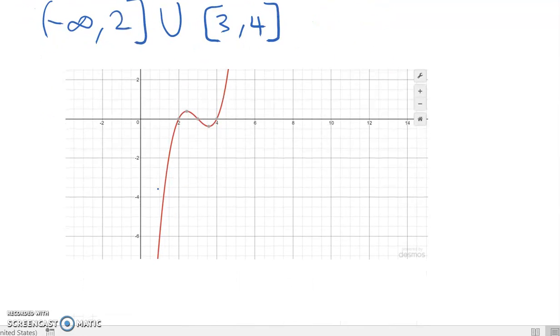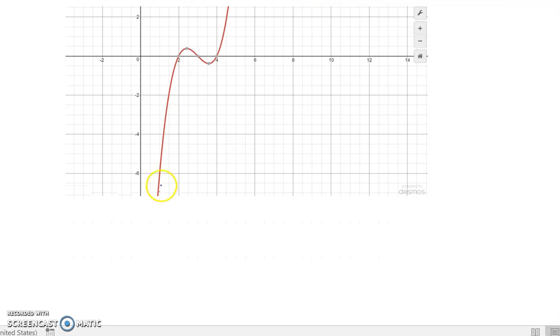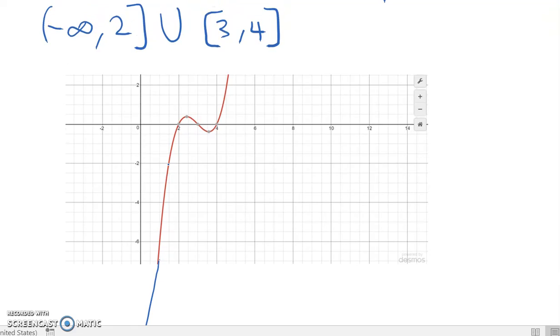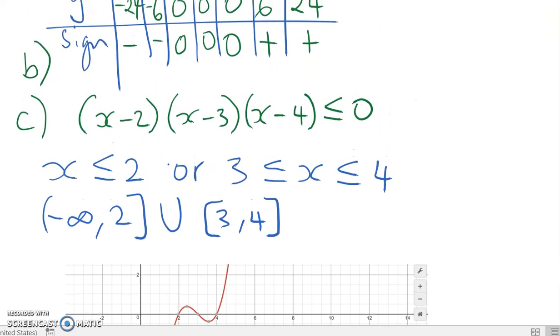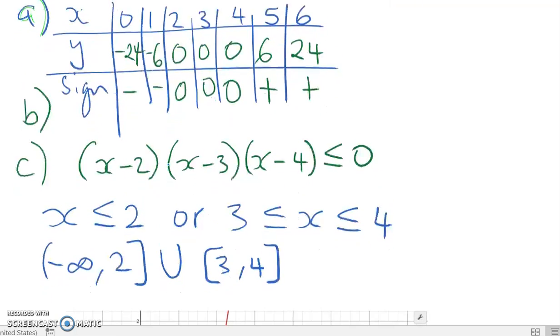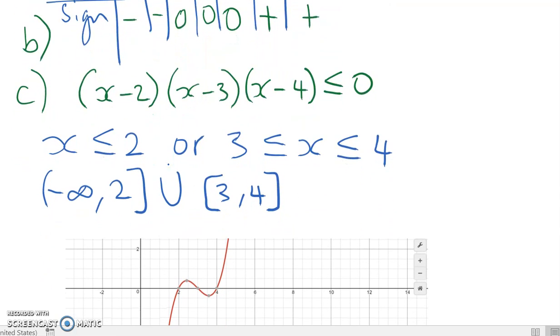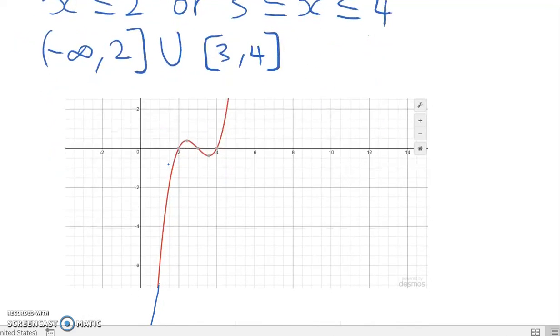Here's what it looks like. I've quickly done it on decimals, but you've got to imagine this line here would continue to go down and cut the y-axis all the way down here at negative 24. Okay, so that's what you've got to imagine. And you can see there how the signs work. So when we graph it, we use our table of signs. So if I'm looking at 0, then I know as 0 my graph's negative, so it's going down here like this.